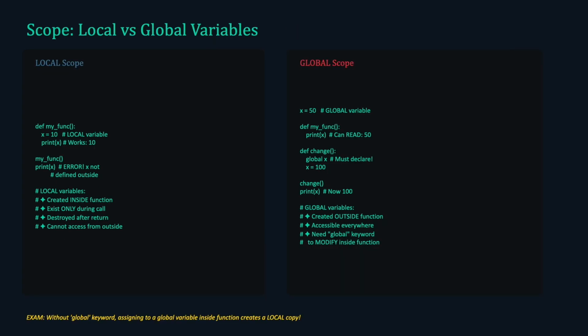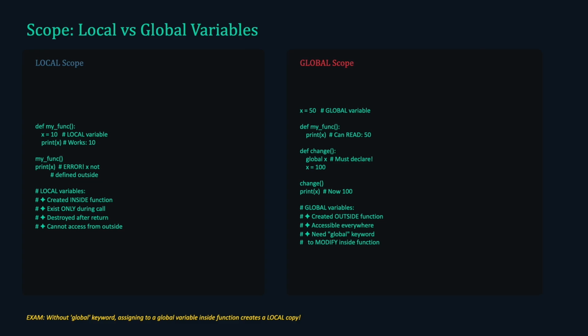Scope determines where a variable can be accessed. Local variables are created inside a function, exist only during that function call, and are destroyed after the function returns. You cannot access a local variable from outside its function.